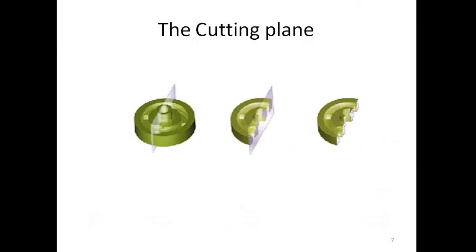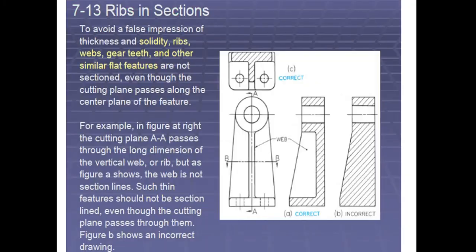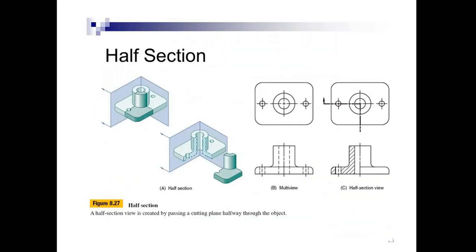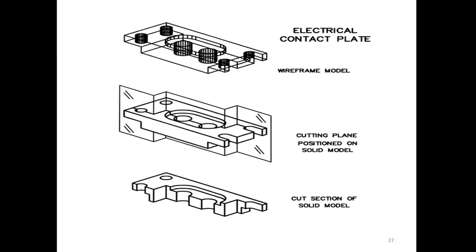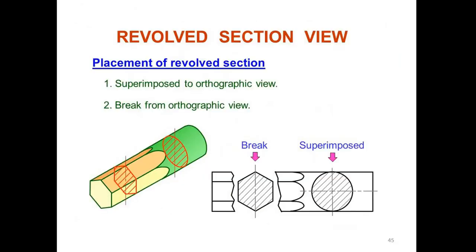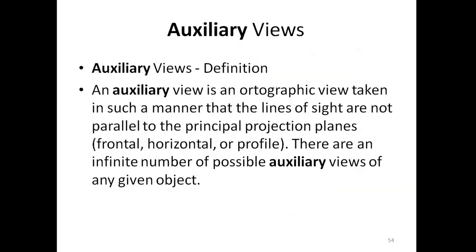These are some examples of full section, half section, offset section, partial section, like that. We are directly going to study auxiliary section. It is offset section, revolved section, then removed section, and auxiliary view.